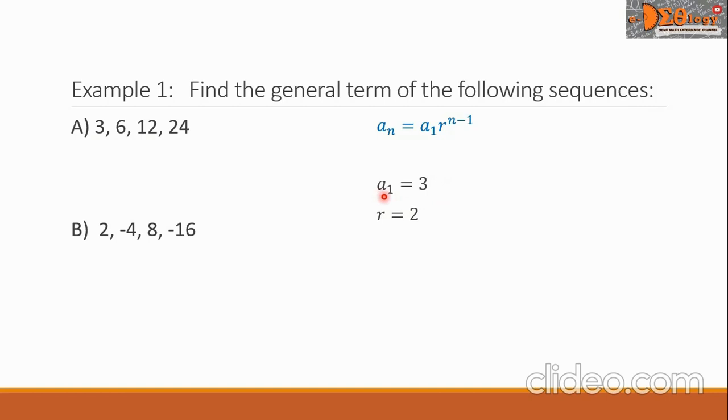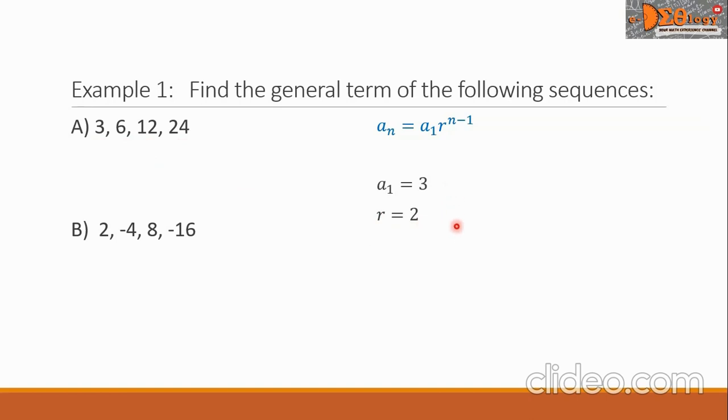We can simply get the first term in here, that is 3, and for the common ratio, we take the ratio of any two consecutive terms, like this 6 divided by 3, we will get 2. Or we can take another pair, this 12 divided by 6 is also 2. Or this 24 divided by 12 is also 2. So the common ratio is 2.